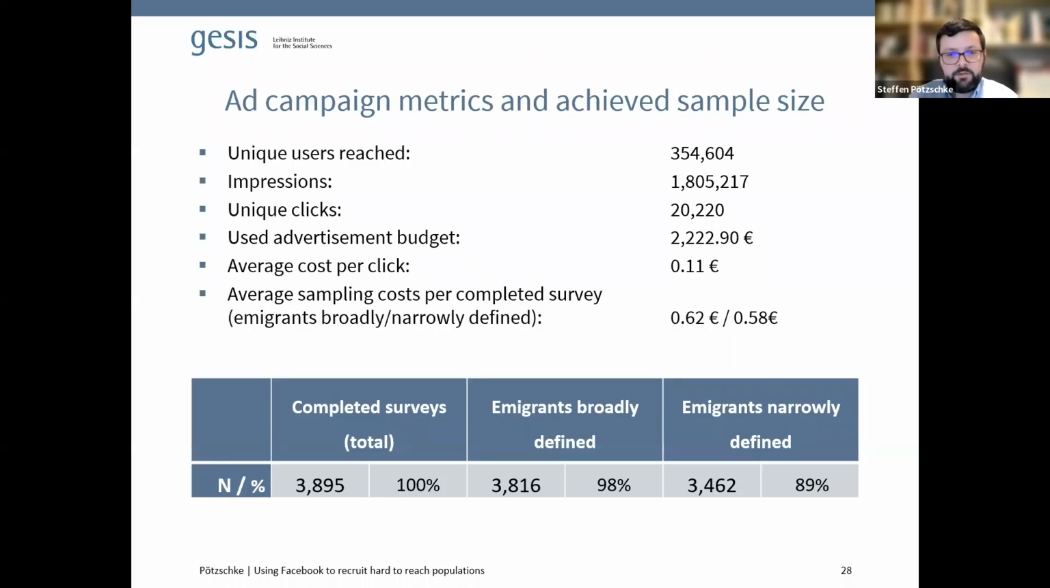So you can see that the targeting using the aforementioned 2 targeting aspects, namely location targeting and the lived-in variable, worked very well and delivered exactly what we were hoping it would. And again, it resulted in very low sampling costs, meaning in this case, depending on the definition of immigrants you use for this calculation, we paid between 58 and 62 euro cents.